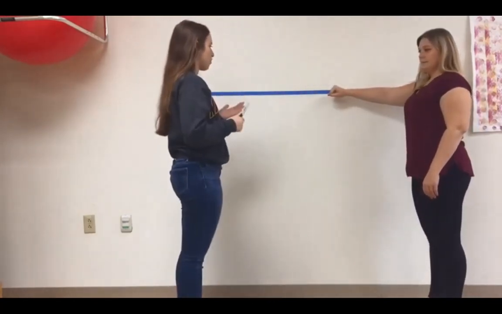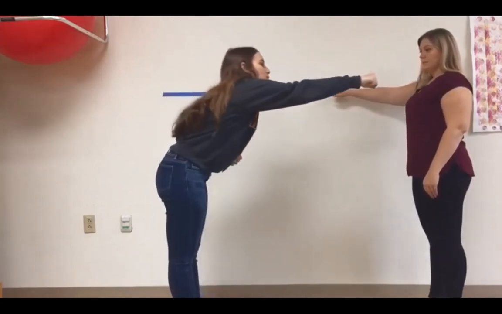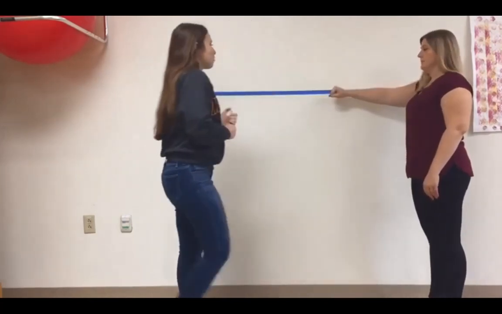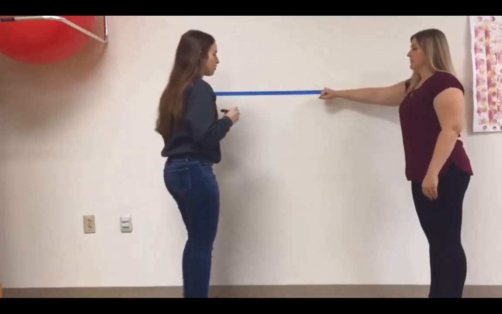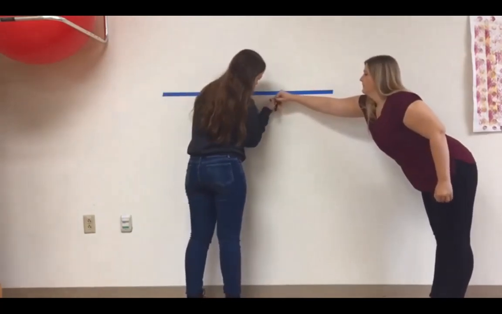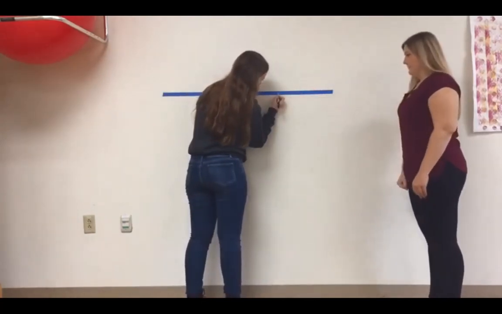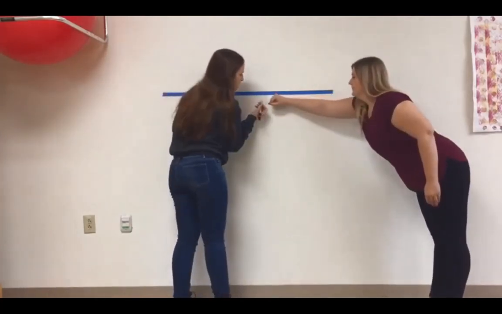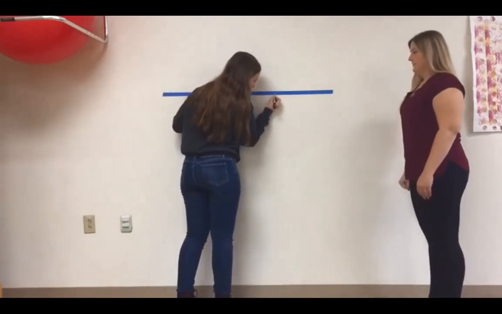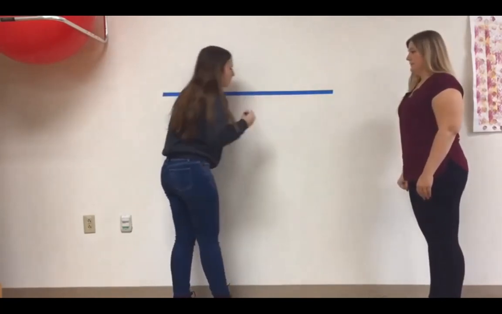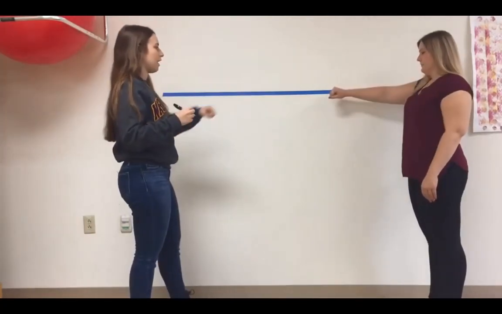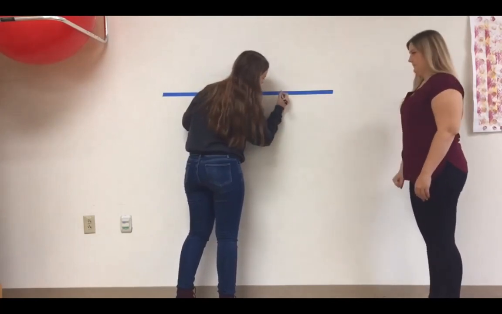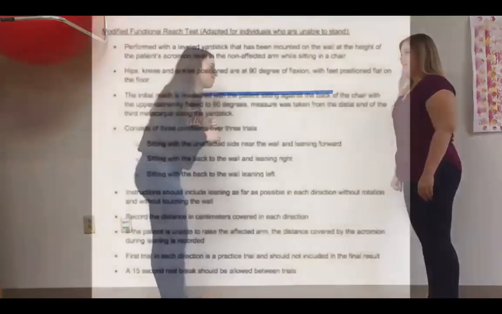The first time just be a trial run. I'm going to have you reach forward as far as you can. You can bend if you need to, but just make sure that you don't take a step, okay? So we'll measure your first trial. Go ahead for me. Okay, one more time. Okay, and then your fist back up. And last time. Okay, perfect. Thank you so much.